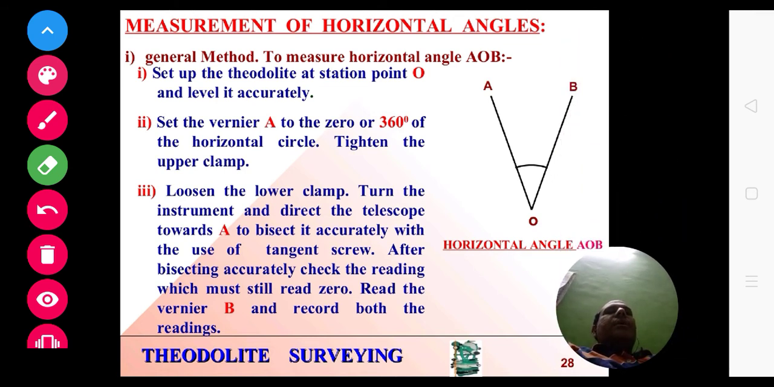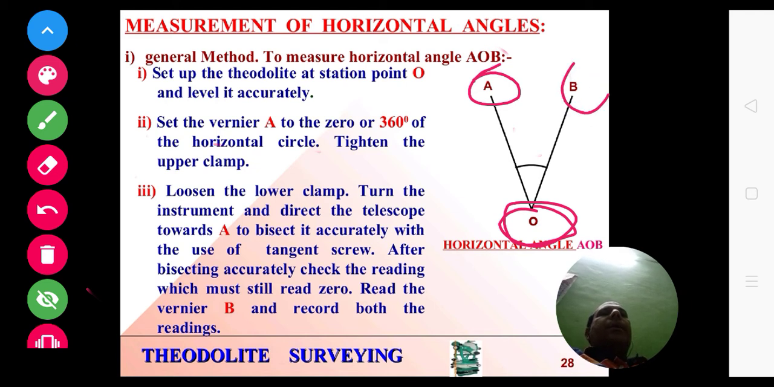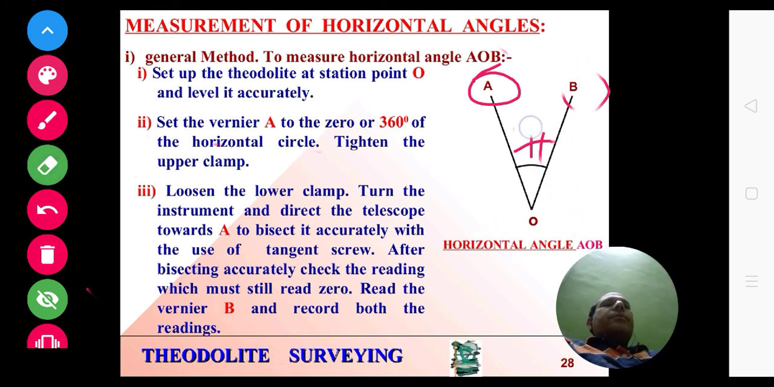So here in the picture you can see that the station point O is there, and there are two ranging rods at A and B. Now you have to find out the horizontal angle AOB. For measuring this horizontal angle, you have to carry out some steps in a stepwise procedure.